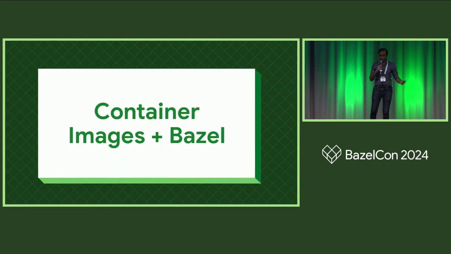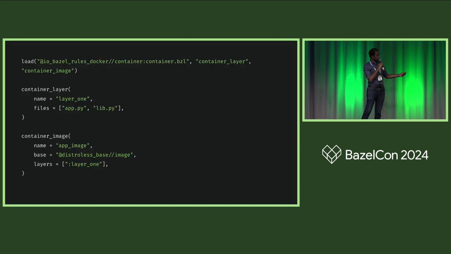So container images and Bazel. At Stripe, we really want to build everything with Bazel. We want to benefit from remote caching, remote execution, deduplication, all that good stuff. So we want to do that for container builds too, not just tests. Fortunately, there's a helpful rule set out there we've used for a while called rules_docker. Here's a toy example. We build a container image, and it has one layer in it, with a couple Python files in it. It's all pretty simple. Called it app image.